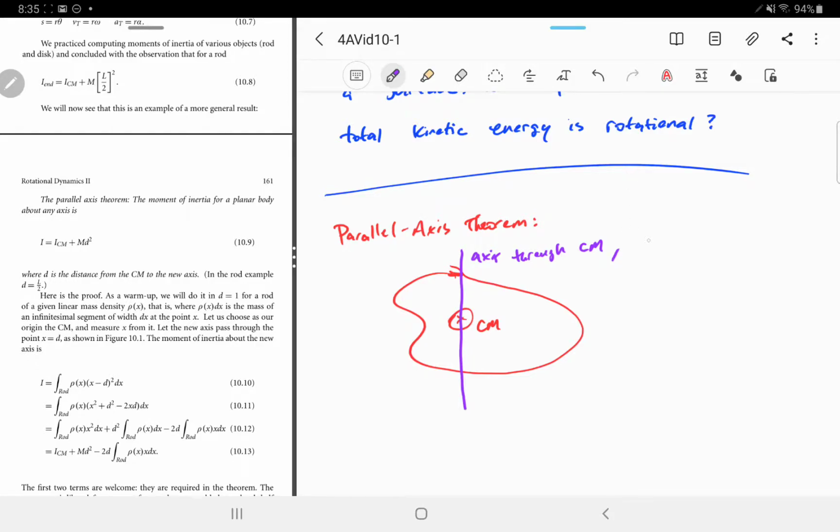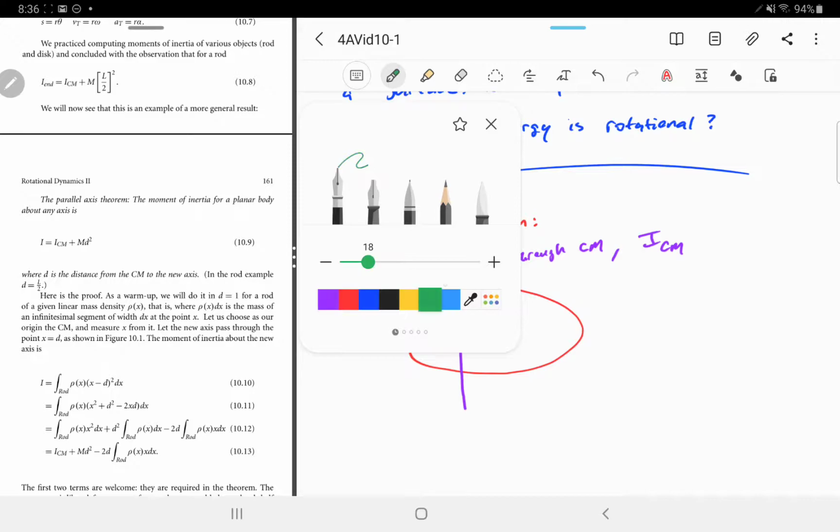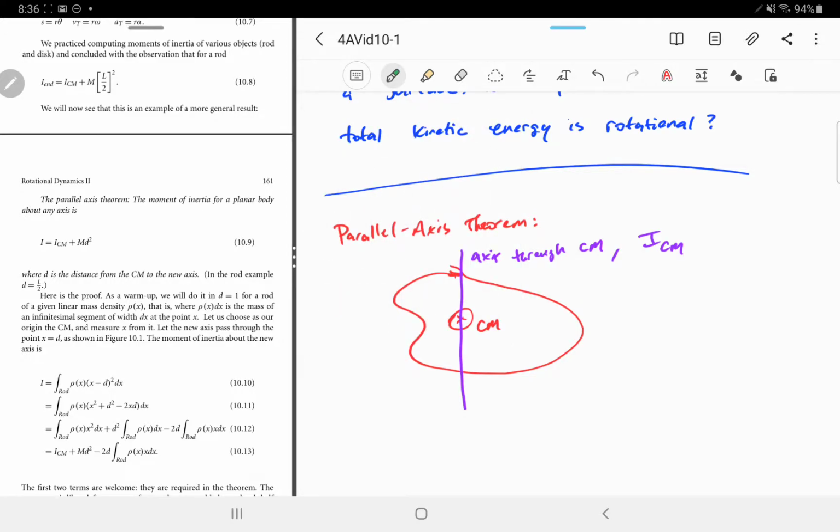So for that axis through the center of mass, it has some moment of inertia that we're going to call I_CM. It's the moment of inertia for some axis that goes through the center of mass. So what the parallel axis theorem says is that if you knew that moment of inertia, if you went through all that work calculating that, which would be a lot of work for a random shape, and you wanted to know the moment of inertia for a new axis of rotation that doesn't go through the center of mass, but an axis that's parallel to the other axis. So this is a new parallel axis of rotation.